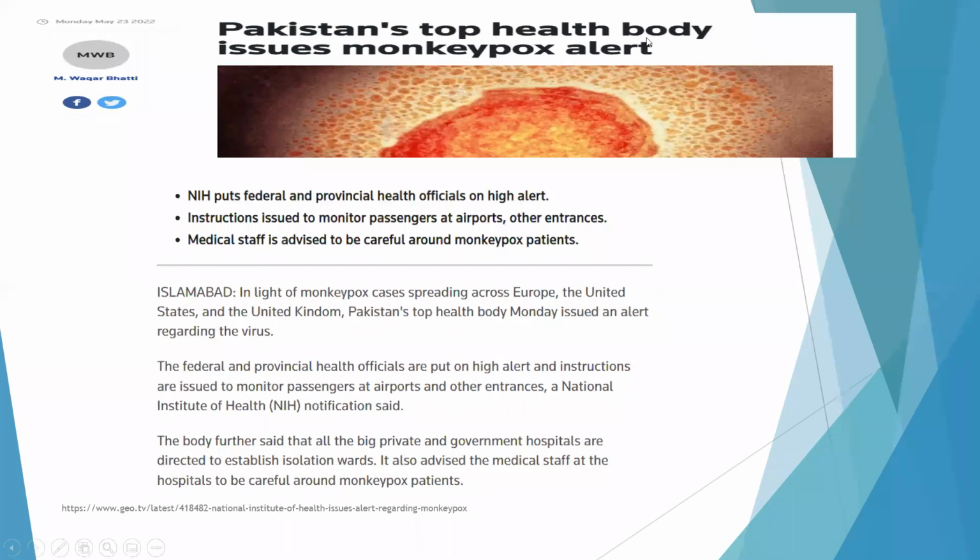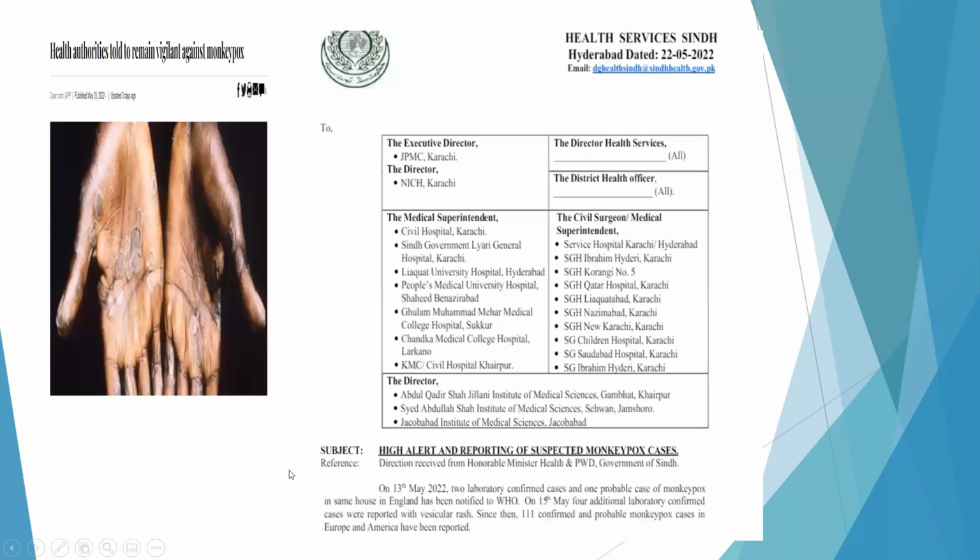Pakistan's top health body has issued a monkeypox alert, and in Islamabad the federal and provincial health officials are put on high alert. The bodies said that all big private and government hospitals are directed to establish isolation wards. It's also advised that hospital medical staff be careful around suspected monkeypox patients. Till now, all are only suspected.